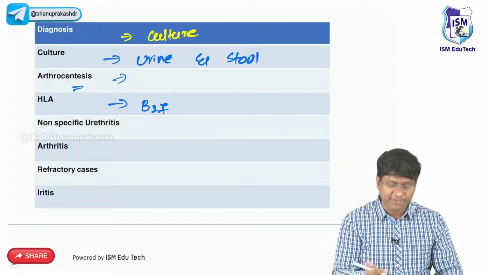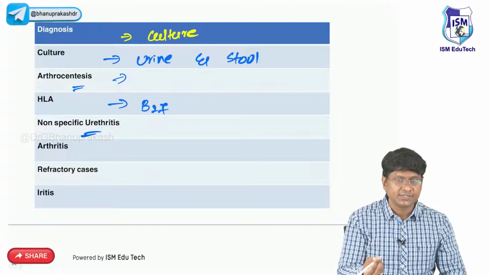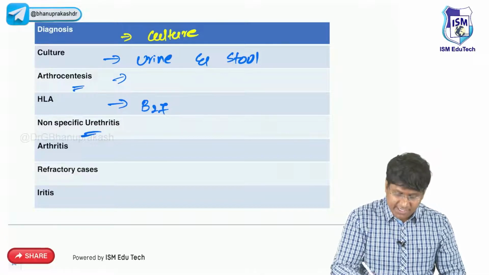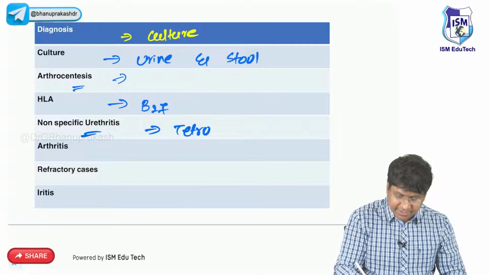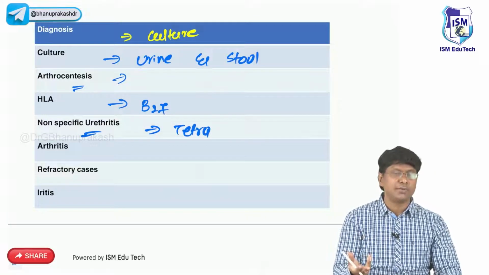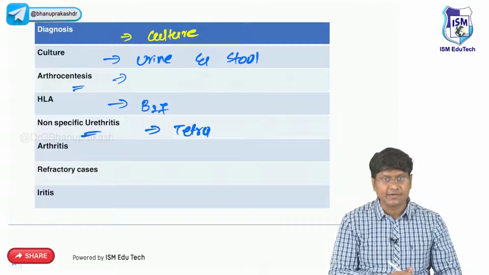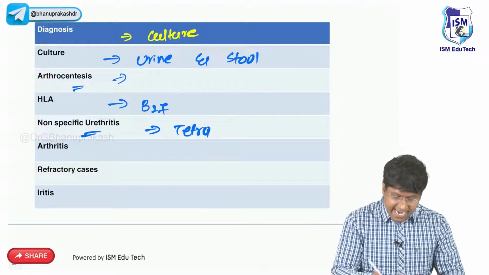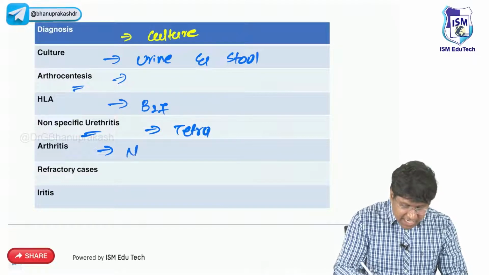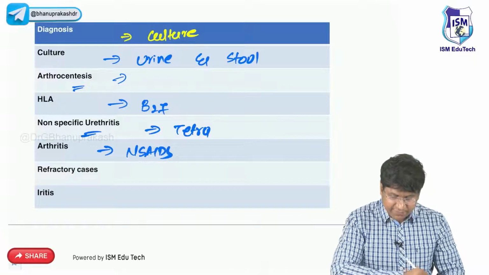Then how do you treat these patients? See, if there is urethritis, that is, genitourinary lesions are there, you need to give tetracyclines, right? You need to give tetracyclines because the most common organism we are anticipating is Chlamydia trachomatis, for which we give tetracycline. And there is also arthritis, for which we need to give NSAIDs.